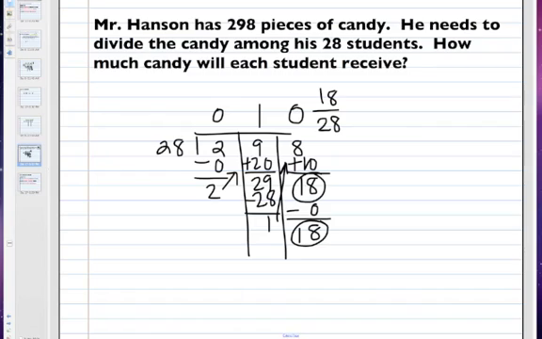Now when you divide 298 by 28, you get 10 and 18 28ths. But if you look at the question, it's asking how much candy will each student receive. And it would be hard to figure out what 18 28ths of a piece of candy is. So the answer would be each student would get 10 pieces.